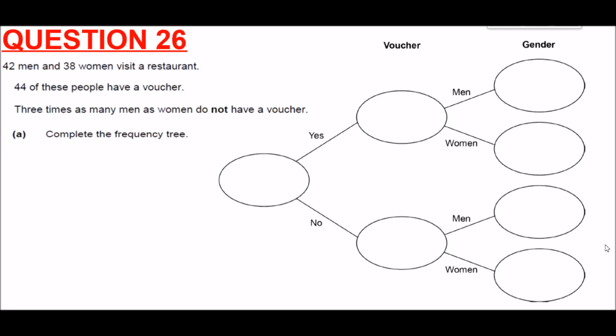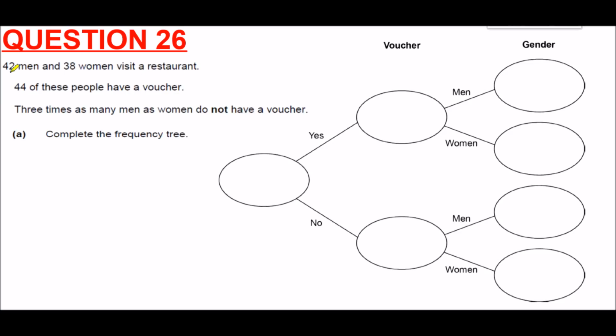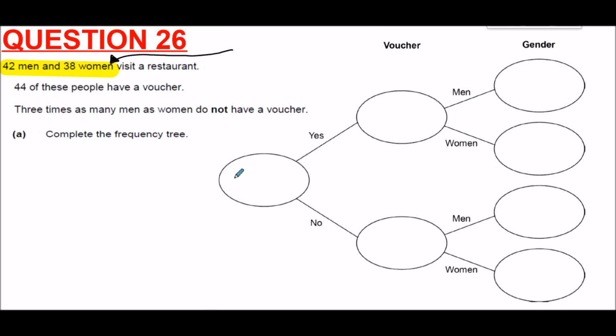Question 26. We're told that 42 men and 38 women visit a restaurant. So before we even carry on reading the question, it's worth just noting down how many people there must be in total. So if you've got 42 men and 38 women, we can work out the total number of people. So that'll be 42 added to 38. If we just get our calculators and do 42 plus 38, or even without a calculator if you're confident, there'll be 80 people in total. So 80 is our start number.